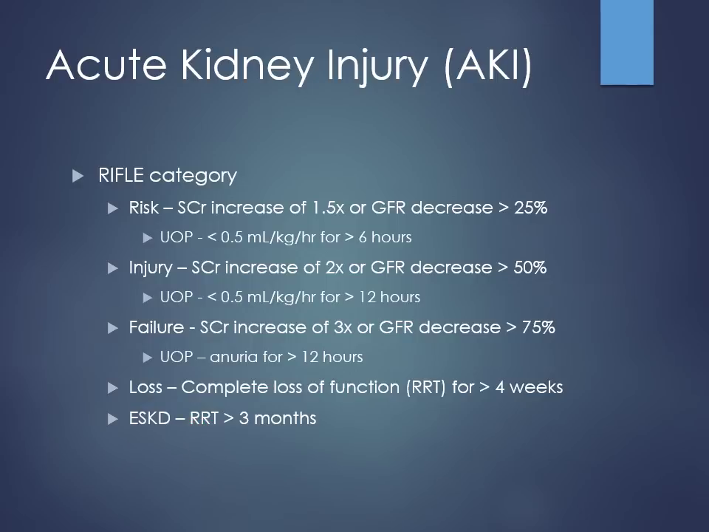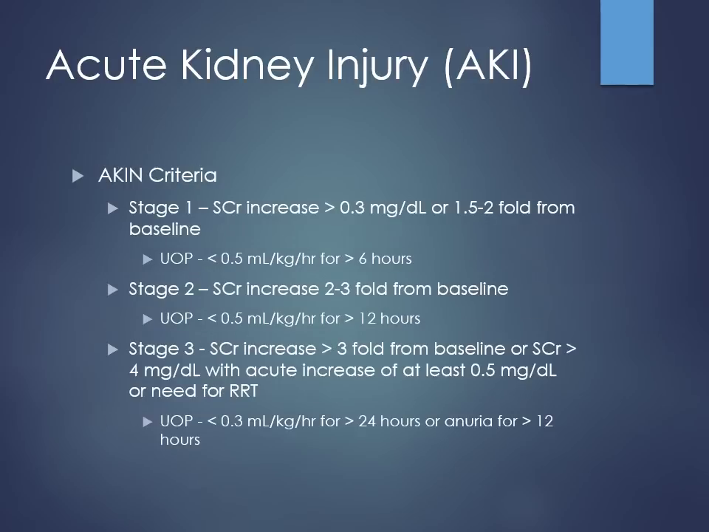So again, there's different criteria, and I'll show you another one in a second here, but they're based off generally the same parameters. Here's the AKIN criteria, and again, very similar, looking at changes in serum creatinine, looking at urine output as well. And if you see RRT, that just means renal replacement therapy.